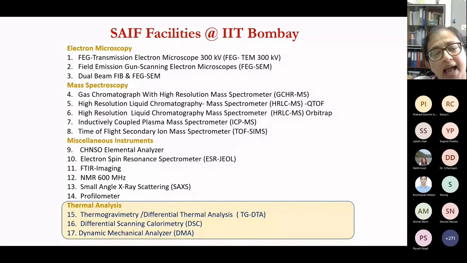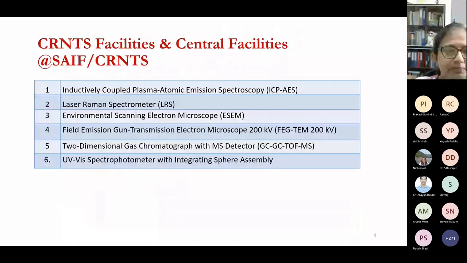There are various other miscellaneous instruments like the CHNSO elemental analyzer, then ESR, FTIR imaging, NMR 300 megahertz, small angle X-ray scattering, and profilometer. In addition, recently we have procured thermal analysis instruments, and today's seminar is around that: the thermogravimetric differential thermal analyzer and differential scanning calorimetry. Later on, we will also be installing the dynamic mechanical analyzer, or DMA.